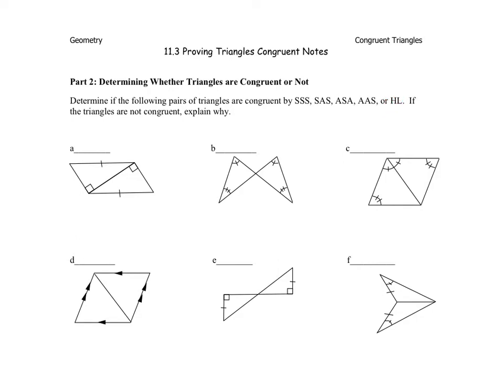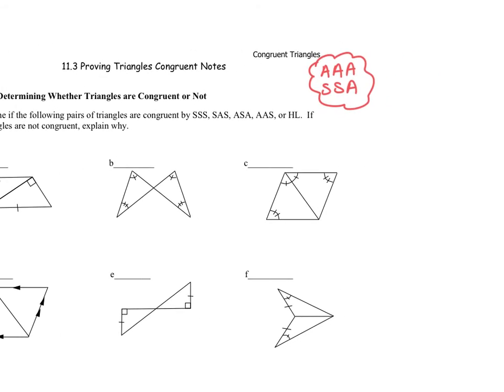There are two properties that don't work. So keep in mind that AAA, angle, angle, angle, or SSA, side, side, angle, are properties that don't prove triangles congruent.